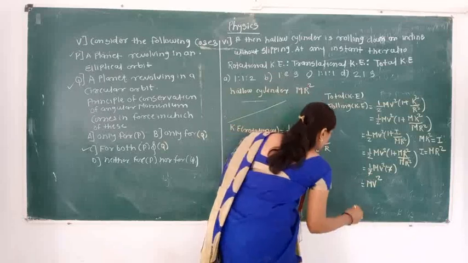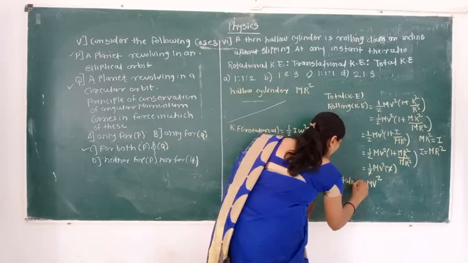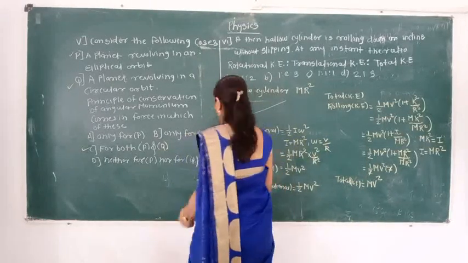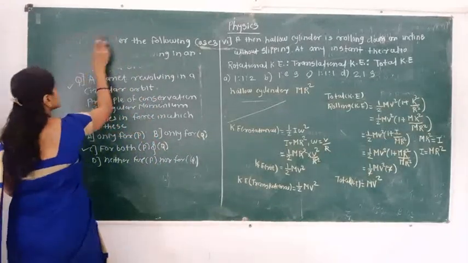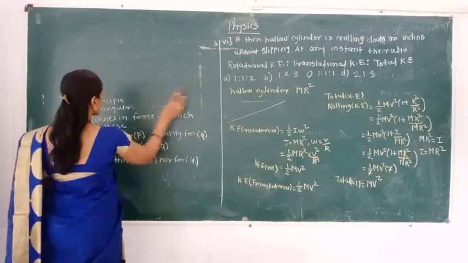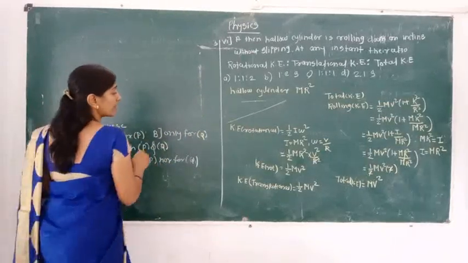What is the value of that? We can call it the total kinetic energy. So all values are with us. Now we can find out the ratio. In that ratio, which terms are given? Rotational kinetic energy, translational kinetic energy, and total kinetic energy.